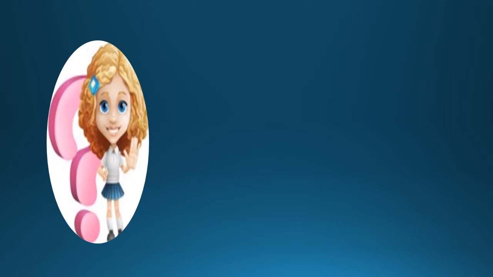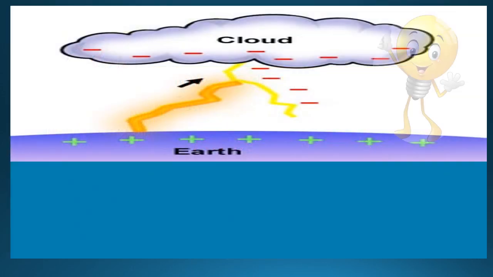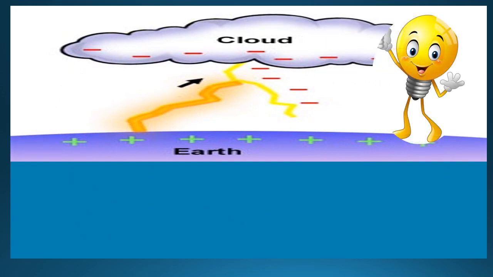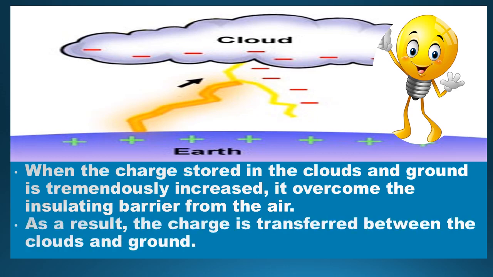Now I wonder how this charge transfer occurs in the presence of insulating air between clouds and ground. Yes, air is the insulating layer between clouds and earth. When the charge stored in the clouds and ground is tremendously increased, it overcomes the insulating barrier from the air. As a result, the charge is transferred between clouds and ground.